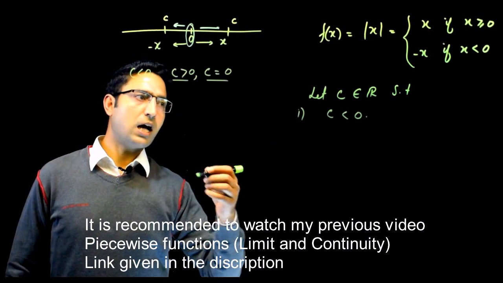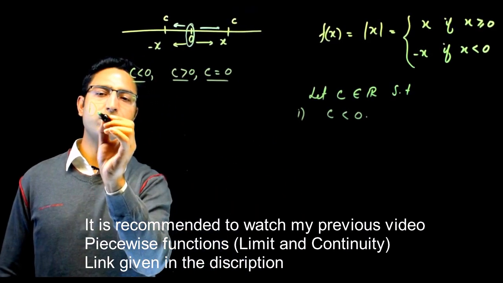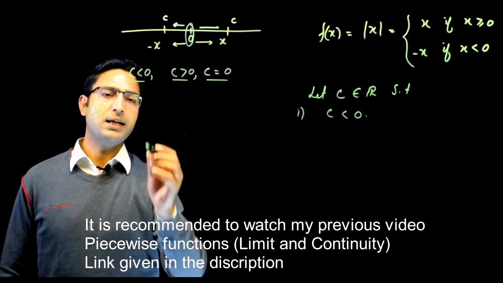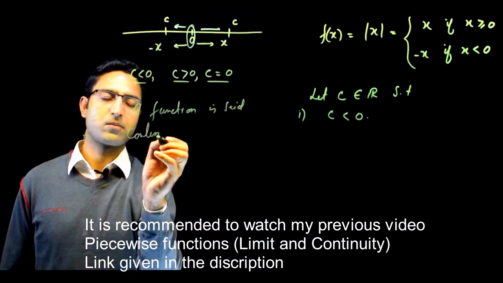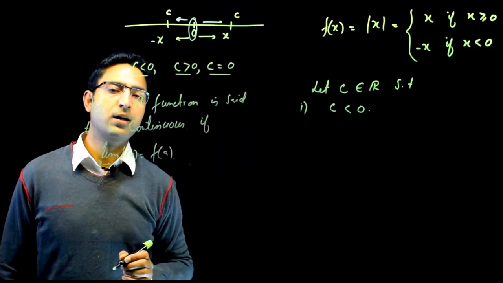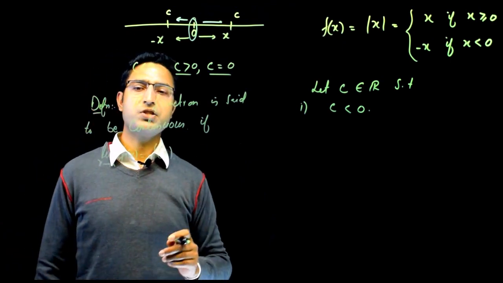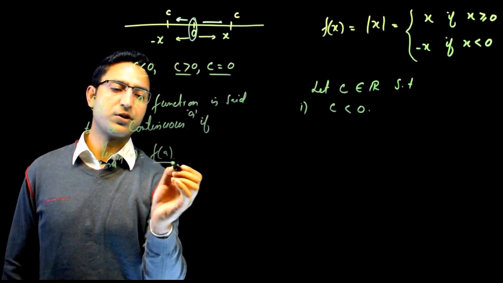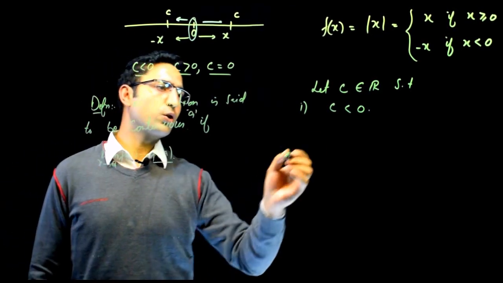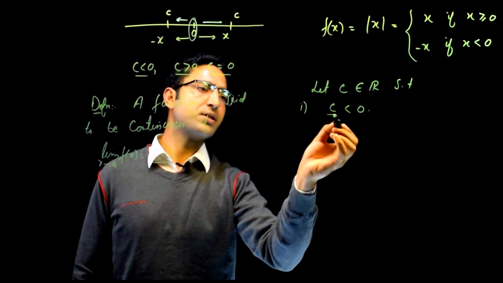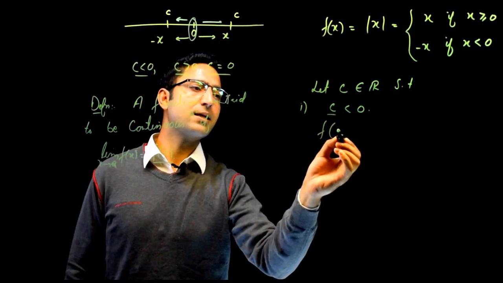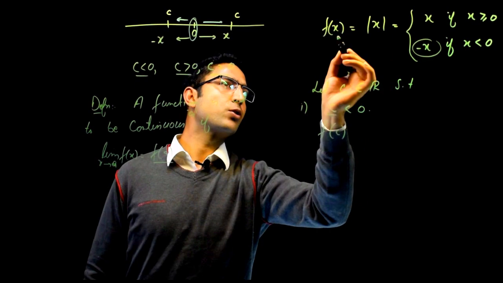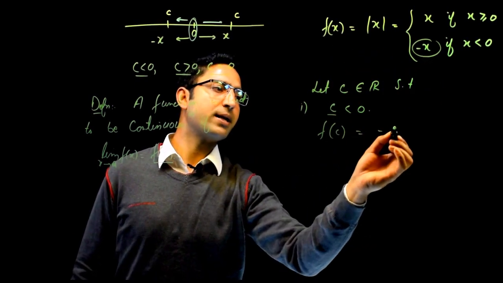We know that continuity is defined as, we have read it in the previous video, also in continuous function part 1, that a function is said to be continuous at some point a if the limit at a equals the function value at a. So when we discuss the continuity of this function at c, we have to look at f at c. Since c is less than 0, for less than 0 it is defined as minus x. So f at c will be minus c.